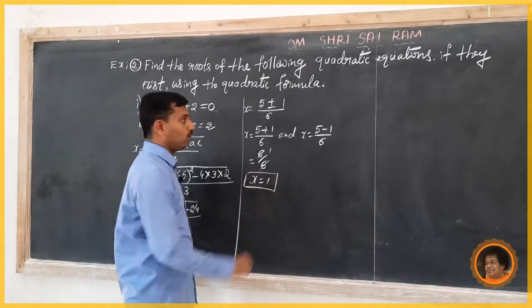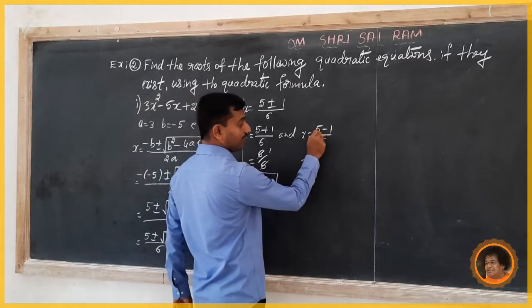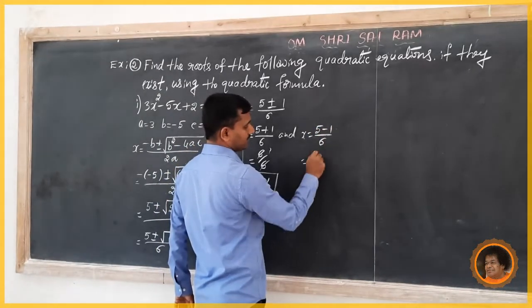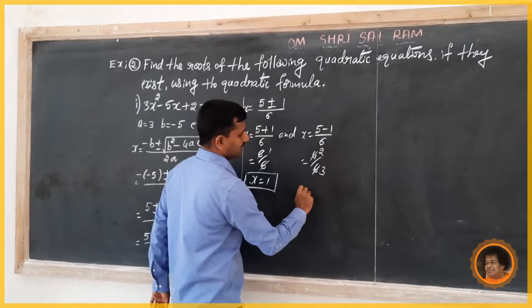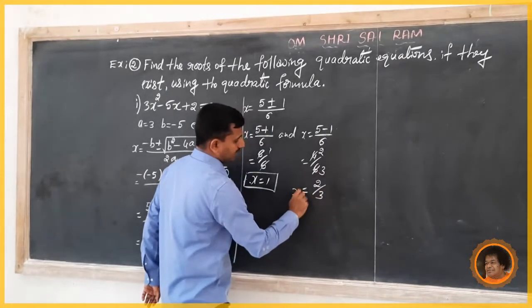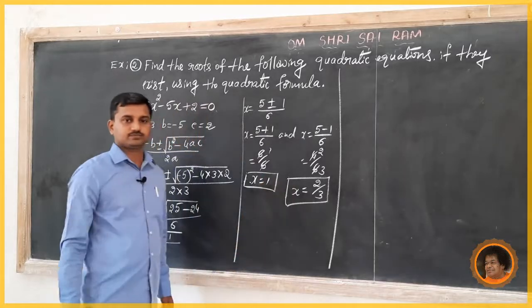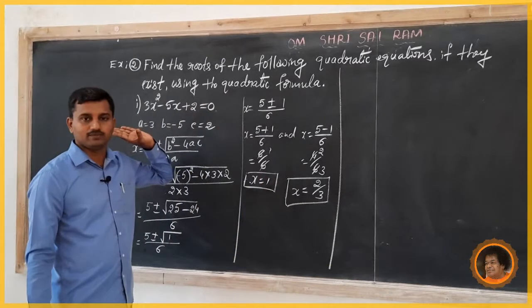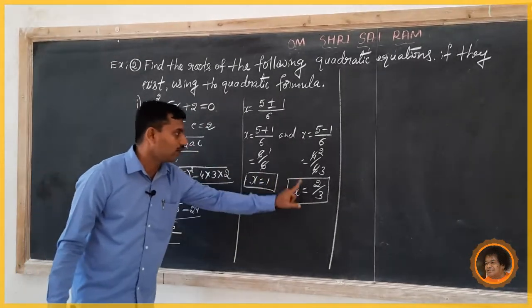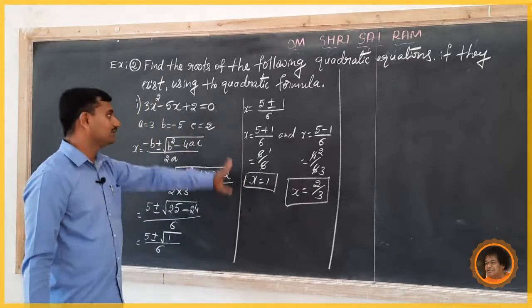x equal to 1. What about the second one? 5 minus 1, that is 4 by 6. 2 2s are 4, 2 3s are 6. So which is equal to 2 by 3. So these are the roots of the quadratic equation by using the quadratic formula. So the roots are x equal to 1 and x equal to 2 by 3. So this is the one method.